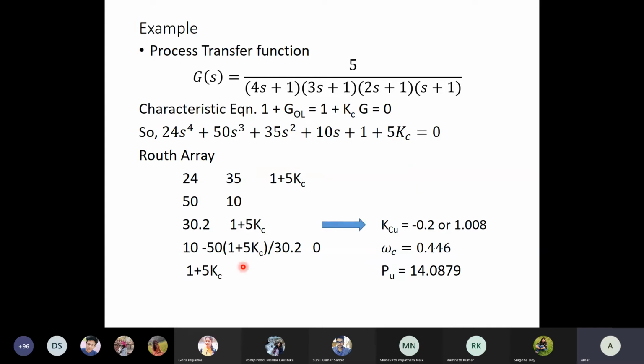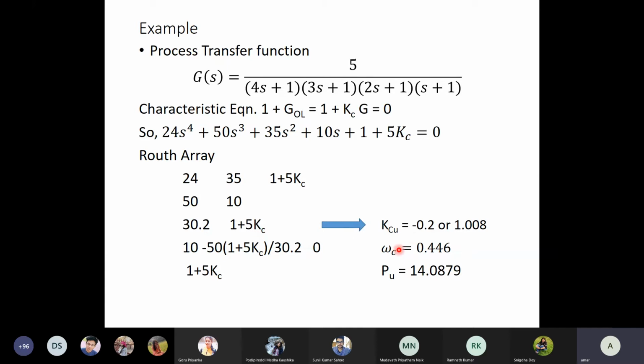Now from the Routh array, I can get Kcu. From this, I can get Kcu will be either minus 0.2, or from this equation, I can get Kcu equal to 1.008. And if I put Kcu equal to 1.008 over here, then this will be 0 and 0. And from this, I can find the omega c.